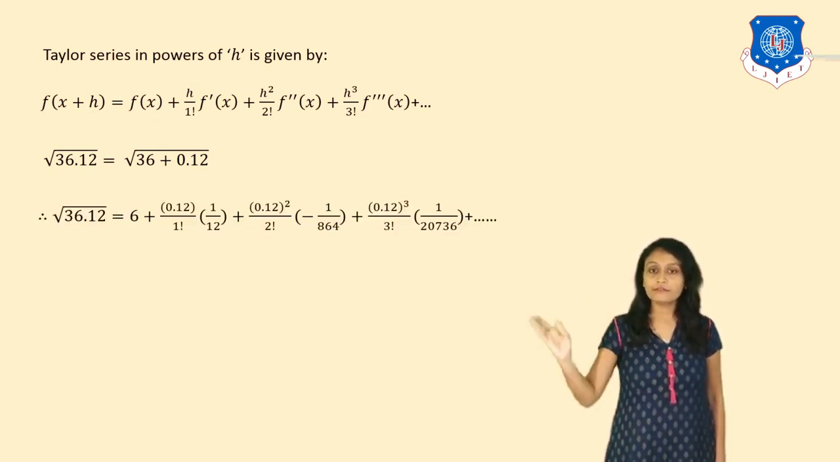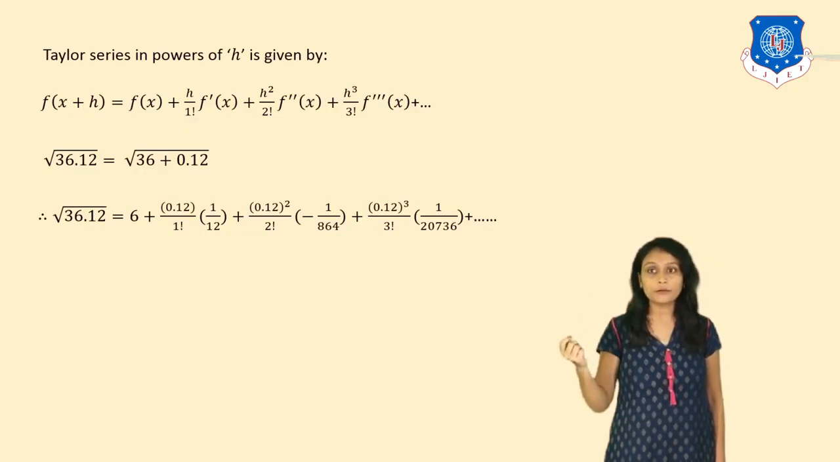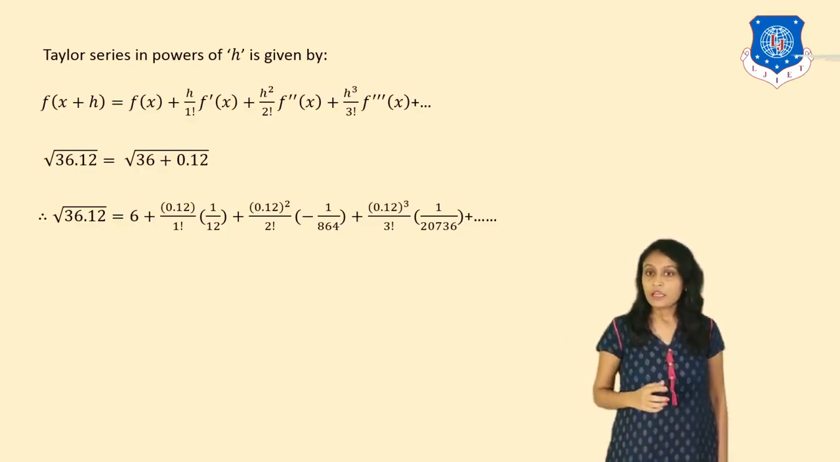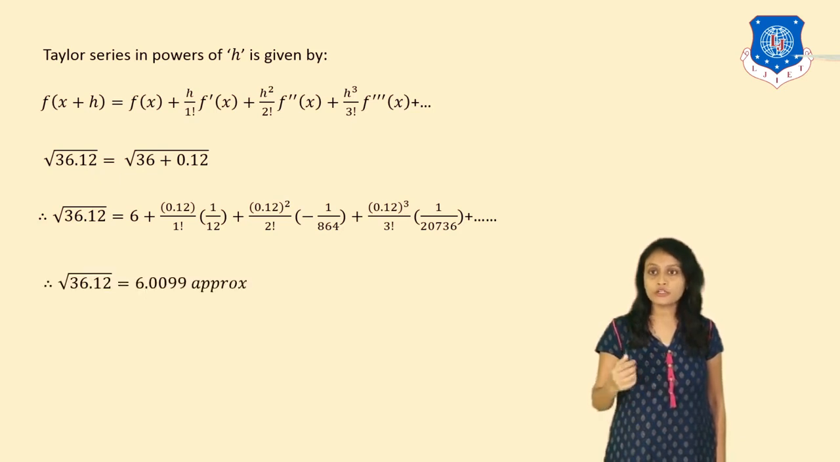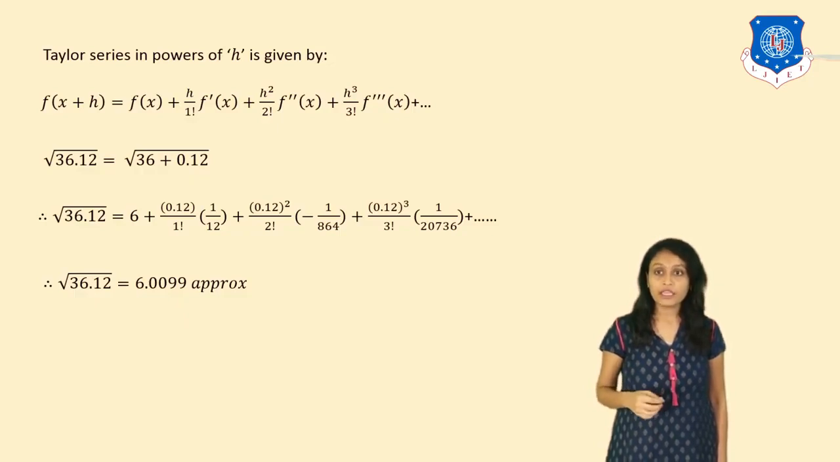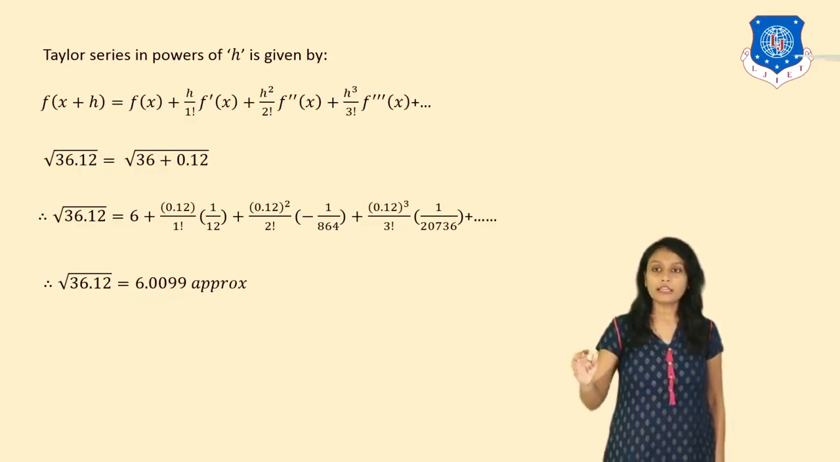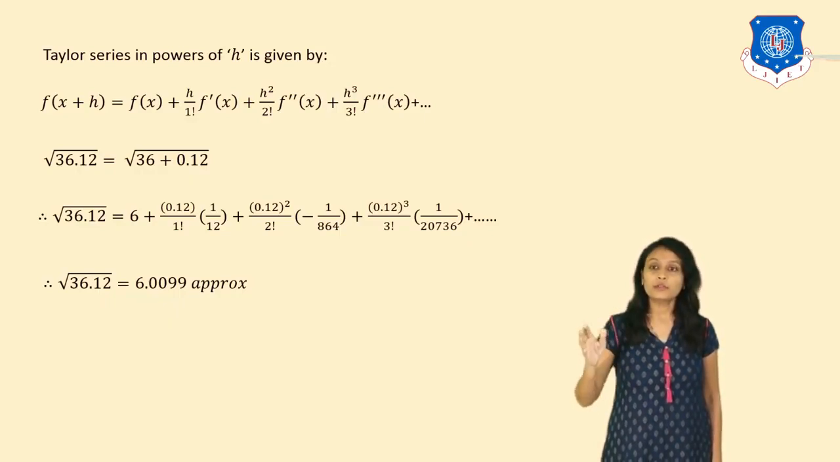So f(x) we have seen in the previous one, right? f(x) is 6. Then h is 0.12. So just substitute the values. So 0.12 upon 1 factorial, f'(x) is 1 upon 12, plus next one 0.12 whole square upon 2 factorial into the value of f''(x), that is minus 1 upon 864, plus so on. Next we do simple calculation in the calculator to get the answer 6.0099, which is the approximate answer. If you want to verify this answer, you can verify it in the calculator by directly putting the value, that is under root of 36.12, and you will get this answer.